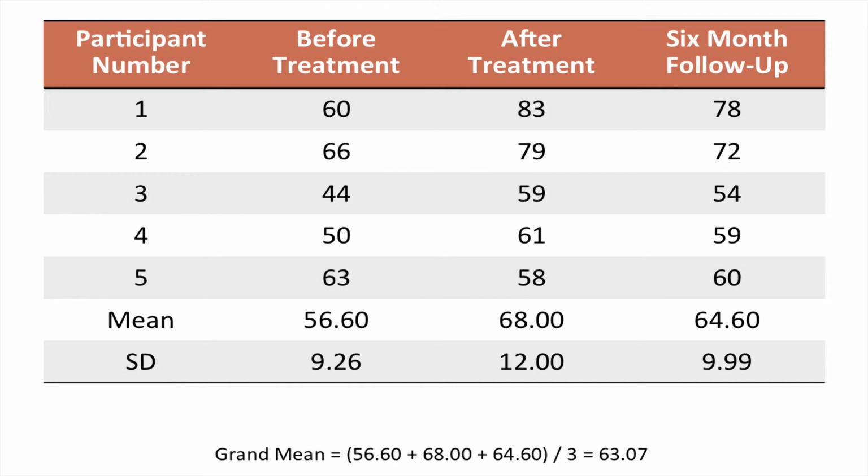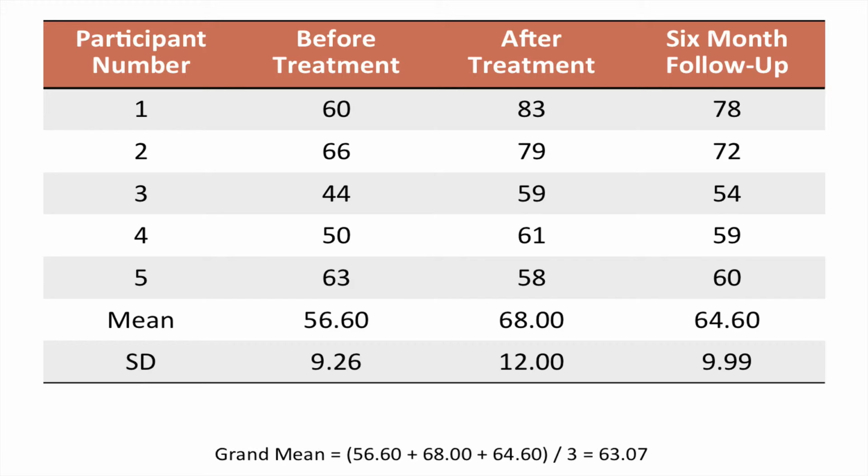So this is the example data we've got in this video, and you see it's pretty different to what we've looked at in the past. Each participant has been tested before treatment, after treatment and at a six month follow-up, and you see we've got a participant number. So participant 1 has a before treatment, after treatment and a 6 month follow-up score.